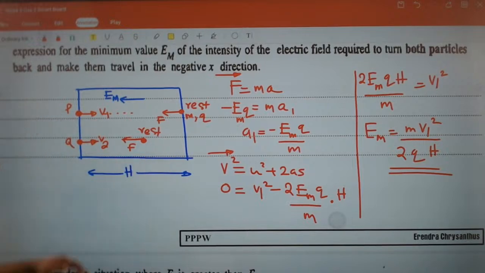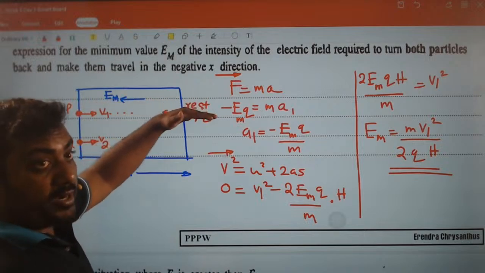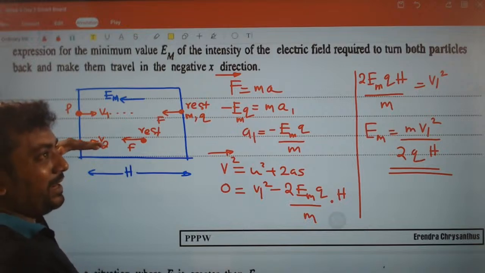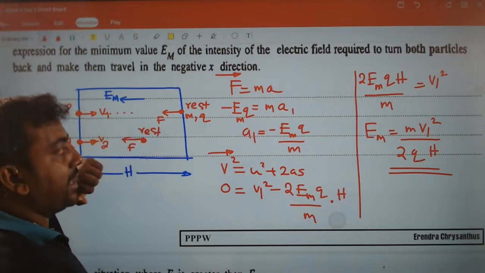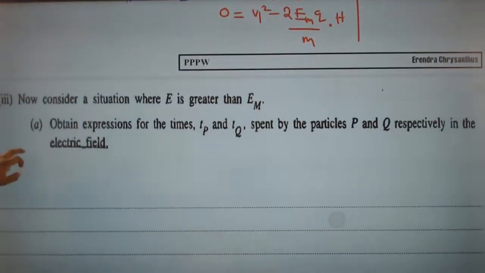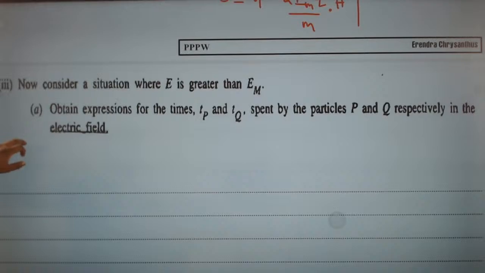Right? The faster particle will stop here, which means the slower particle will anyway stop earlier and then accelerate back. Basic motion logic. The faster particle will travel a longer distance under the same decelerating force. The slower particle will travel a smaller distance under the same decelerating force. Short distance.